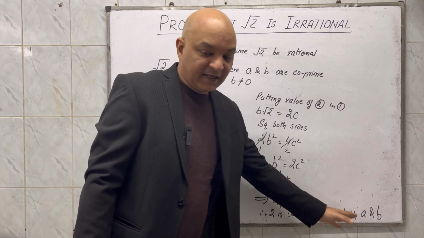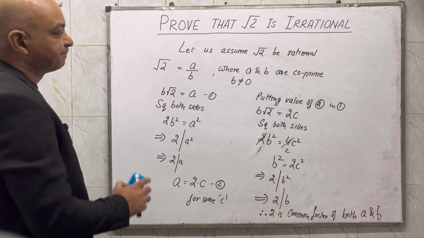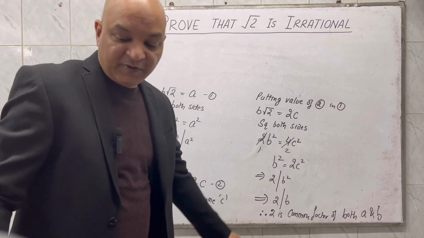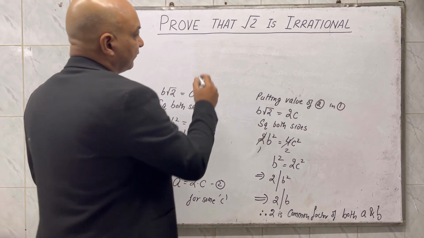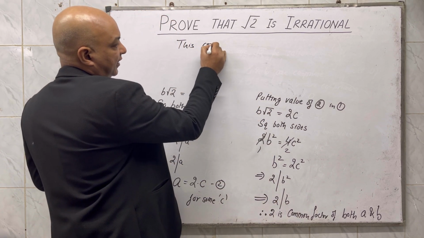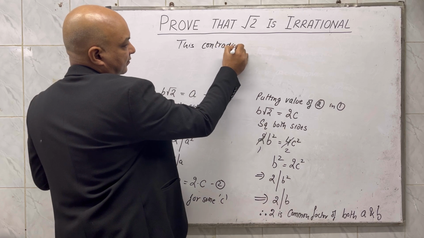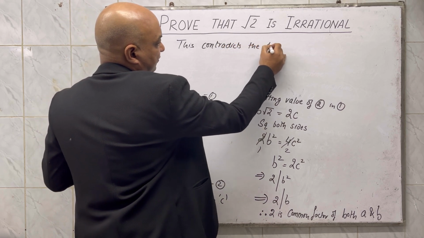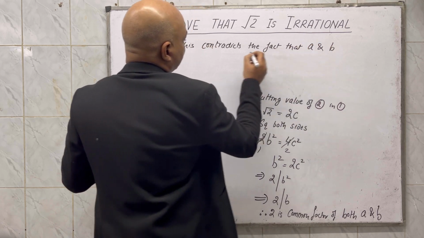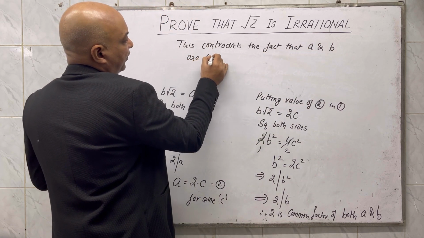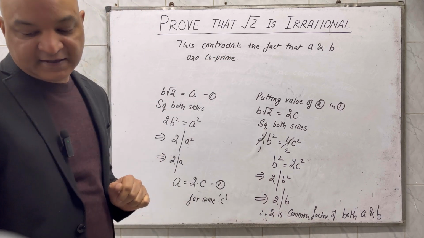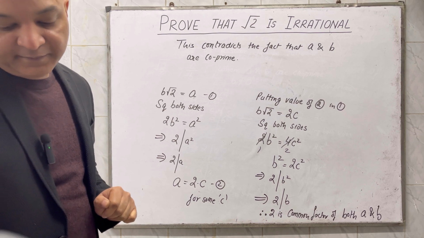So next we are going to write that now we get a contradiction. After this you will write, this contradicts the fact that a and b are co-prime. This contradicts the fact that a and b are co-prime.